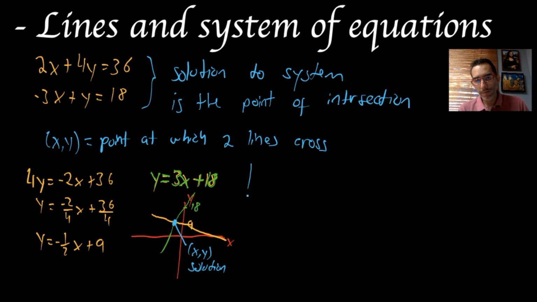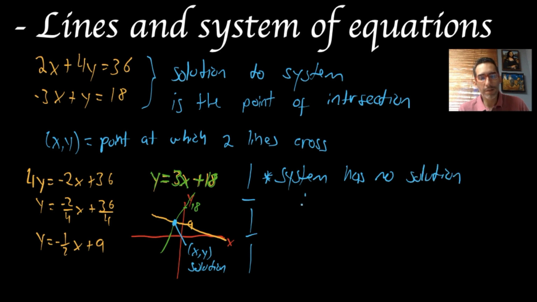We have to talk about other concepts based upon this information, that the solution of a system of equations is the point at which the two lines intersect. The first concept: if the system has no solution, what does that mean? It means that the lines never intersect. There are two lines that will never intersect. If the system of equations has no solution, the lines never intersect.